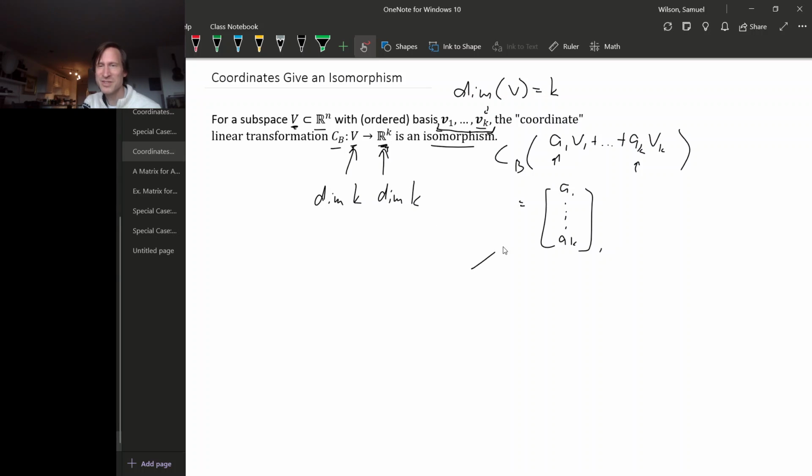But with this formula, it's obvious that it's onto. We could make any list of coordinates appear here just by putting in the corresponding coefficients up here. So this C sub B is clearly onto for this reason. And when you have an onto transformation between spaces of equal dimension, that means that it's an isomorphism.